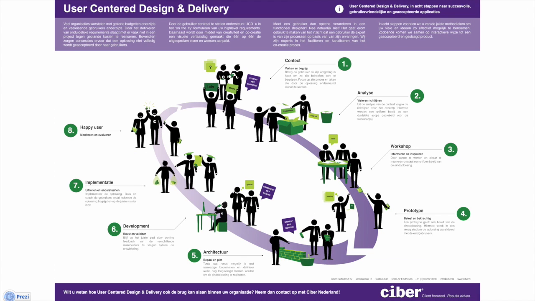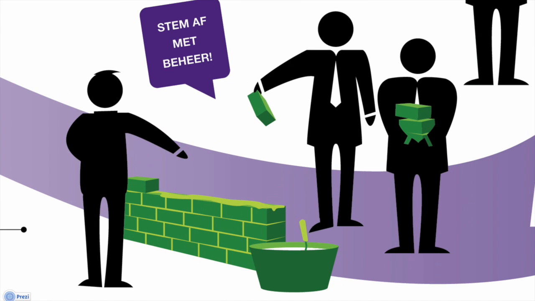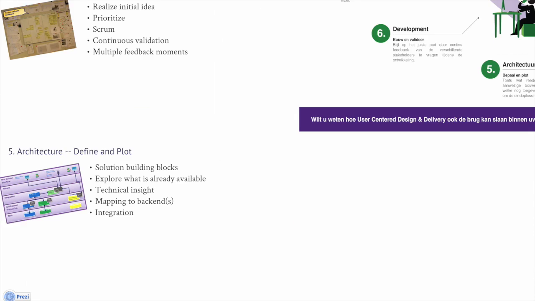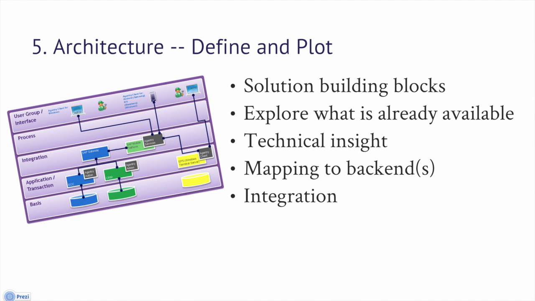And if you have done that, and if you have delivered the prototype, which is also agreed by the end users, then you can go into the next step. You can go to the delivery phase, which starts, of course, with the architecture, which is to define the solution building blocks and to explore what is already available to make use of existing systems. It's to get technical insight of the translation of the design into IT components.